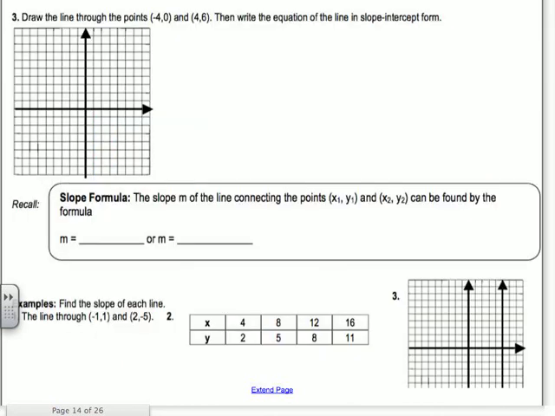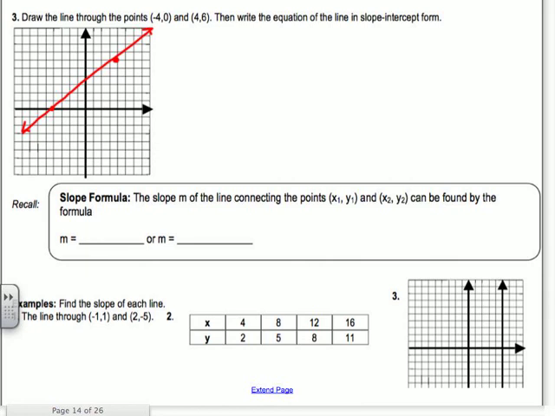Number 3, draw the line through the points (-4, 0) and (4, 6). Then write the equation of the line in slope-intercept form. So I have (-4, 0) and (4, 6). 1, 2, 3, 4, 1, 2, 3, 4, 5, 6. So here's our line. But now we need to figure out what it is in slope-intercept form.